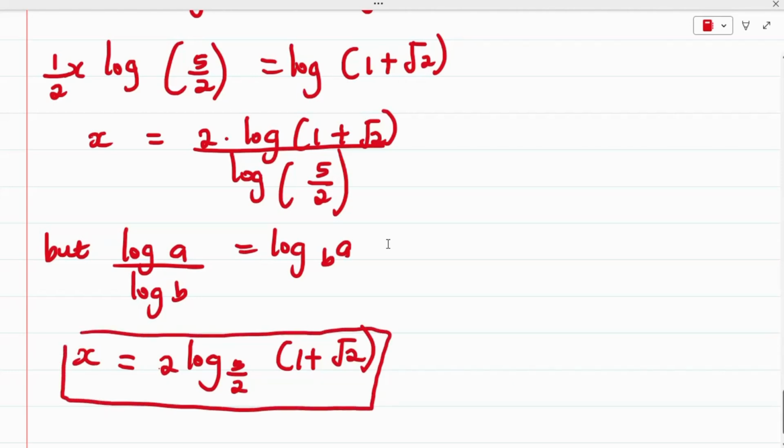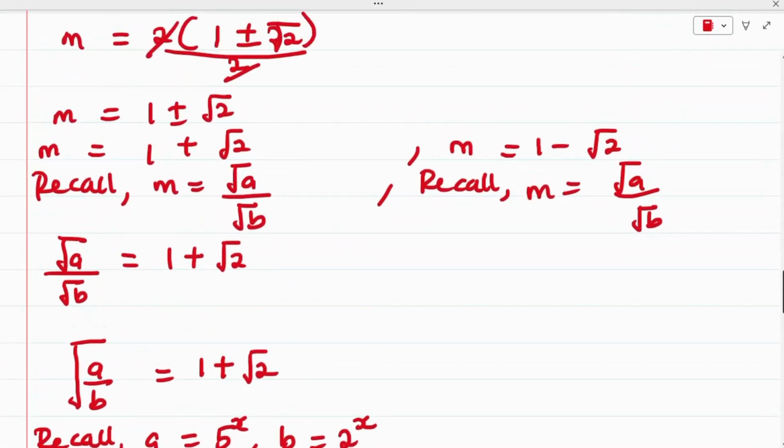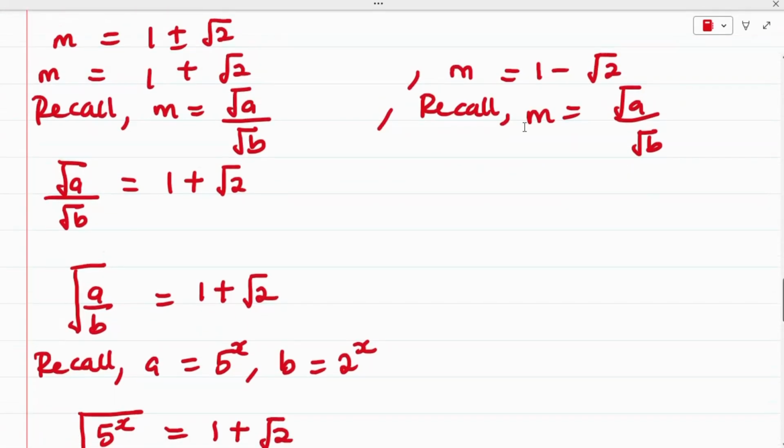And this becomes the value of x. Alright, so we have been able to solve for the first part of x right here. So let's simply go back to the second part, which is for m equal to 1 minus the root of 2. And we already recall that m is equal to the root of a divided by the root of b. So from here we have that the square root of a divided by the square root of b is equal to 1 minus the root of 2. And we know that a is equal to 5 raised to the power of x and b is equal to 2 raised to the power of x.